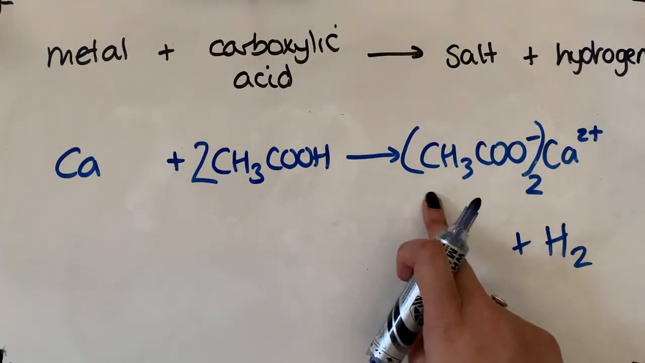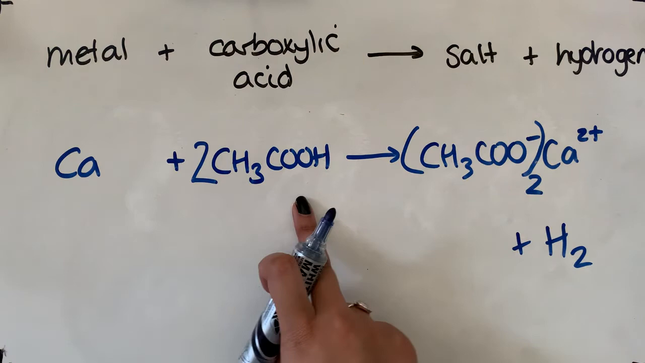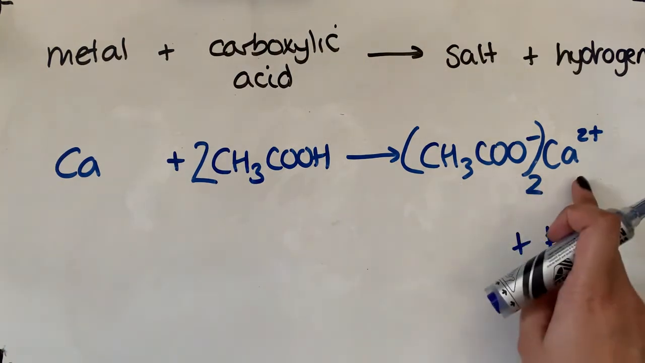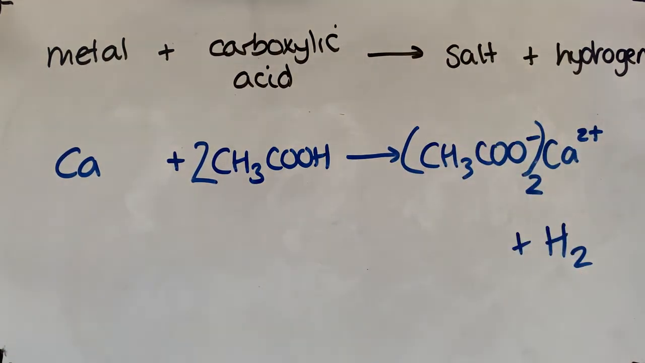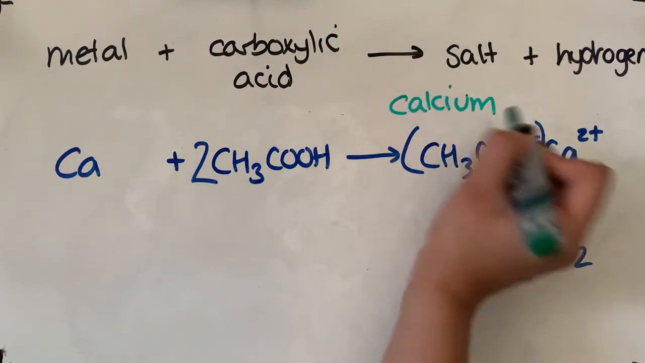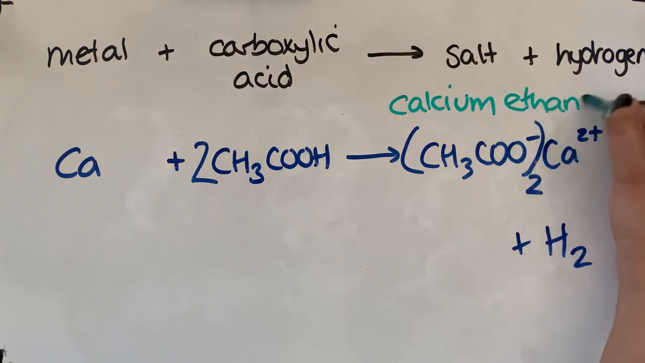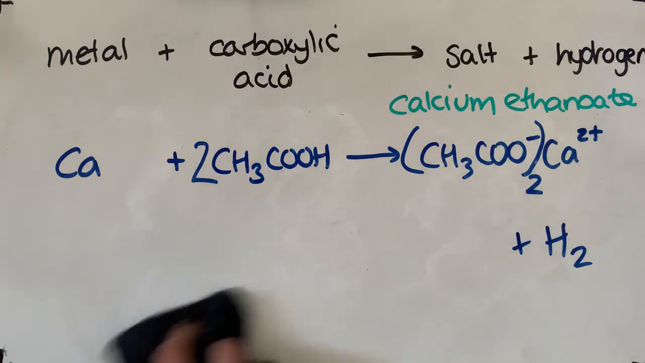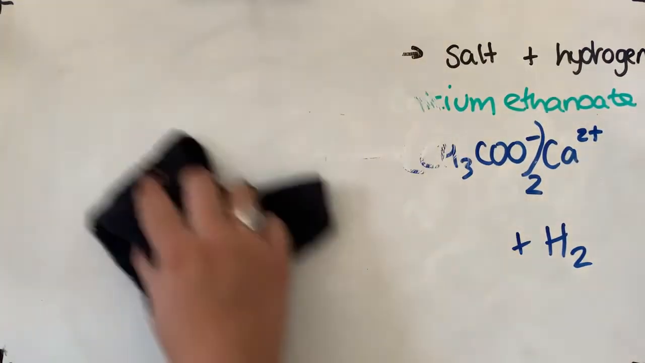And also to name this, it was the ethanoate, so it's from ethanoic acid, so this is the ethanoate ion. So this salt here is called calcium ethanoate. I'll just write that at the top here. Okay. Remember, the way we test for hydrogen gas being produced is the squeaky pop test. Okay. So, carboxylic acids react with metals to form salt plus hydrogen gas. That's also a redox reaction, if you remember.